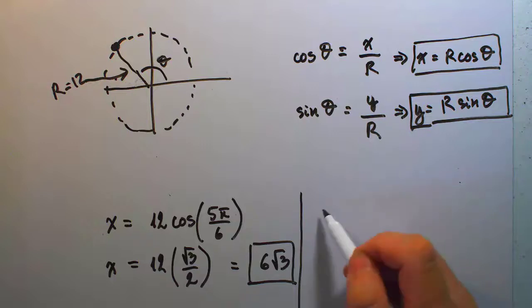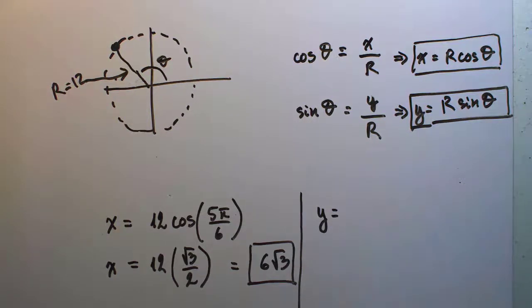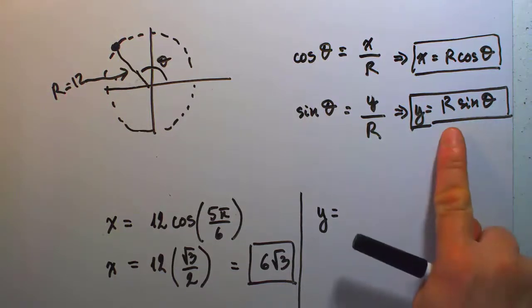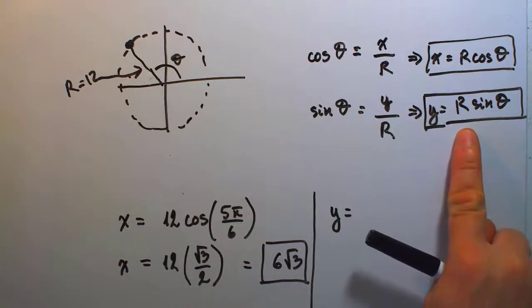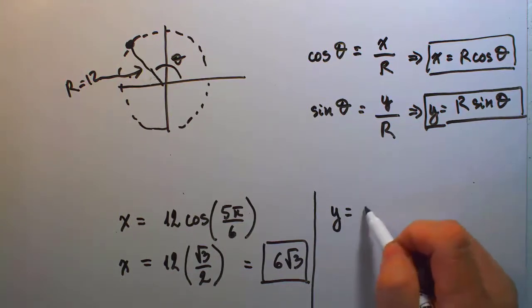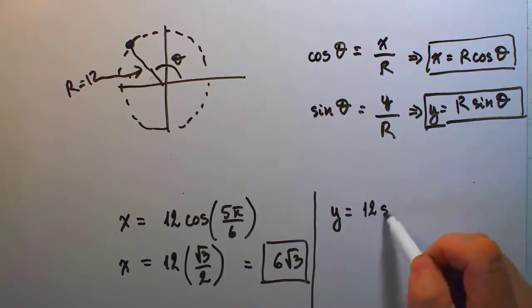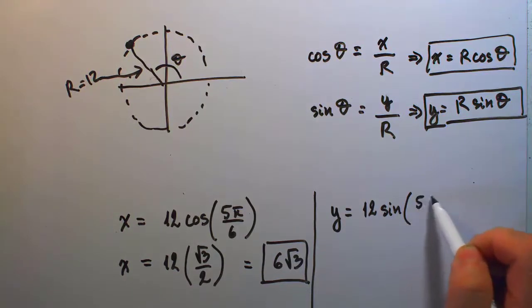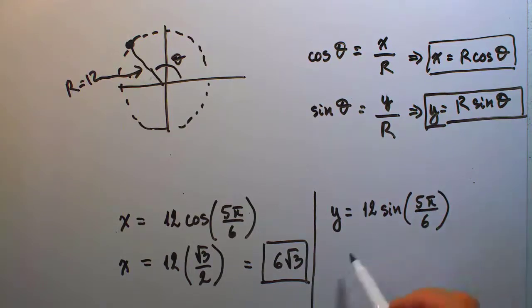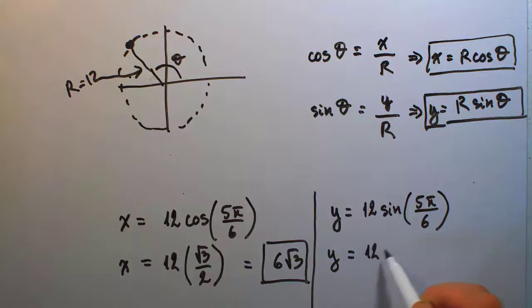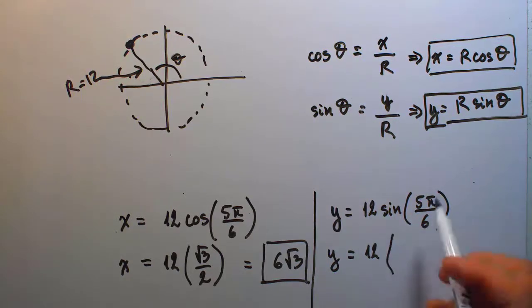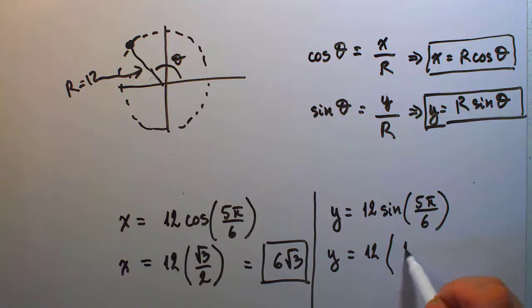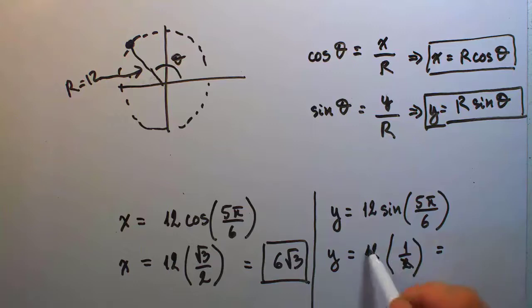Then the y coordinate of that terminal point is going to be found by using that quick little formula. And so what I can do here is 12 multiplied by the sine value of the angle 5 pi over 6. So y equals 12 times 1/2. And so now the 12 cancels with 2, gives me a 6, and I get a positive 6.